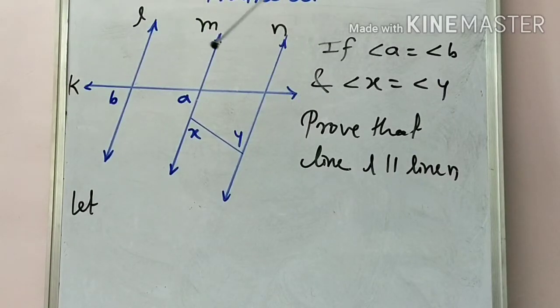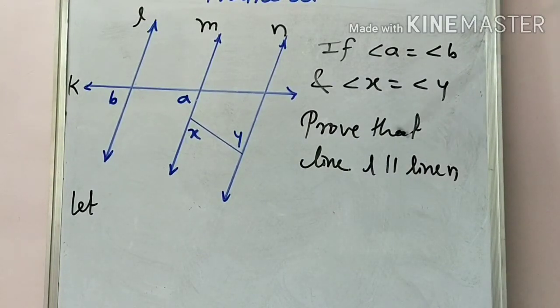In the third example, it is given that angle A equals angle B. These two angles are congruent, and x is congruent with y, or angle x equals angle y, meaning this pair is congruent. Then prove that line L is parallel to line M, meaning this is line L, we have to show it is parallel to line M. Okay, so what we do here, students, just pay attention over here.